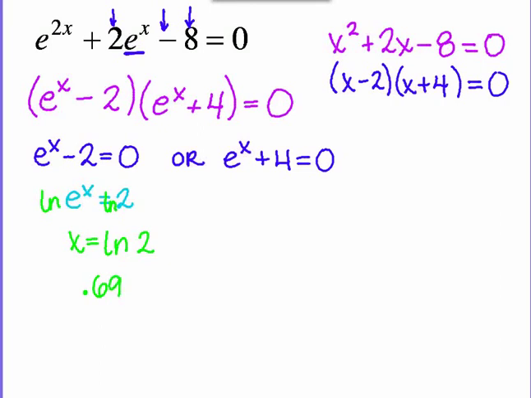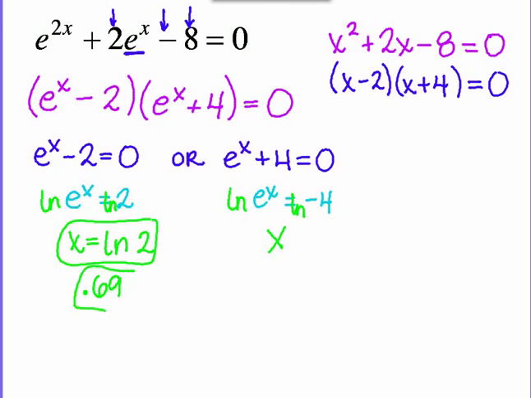Or, on this side, I get e to the x equals negative 4. So then I'm going to do ln of both sides. And what is the ln of negative 4? It's an error. Why is it an error? It's a negative, doesn't work. So there's no solution, so that side you're going to get nothing. And so your solution here is going to be x equals ln of 2, or 0.69.